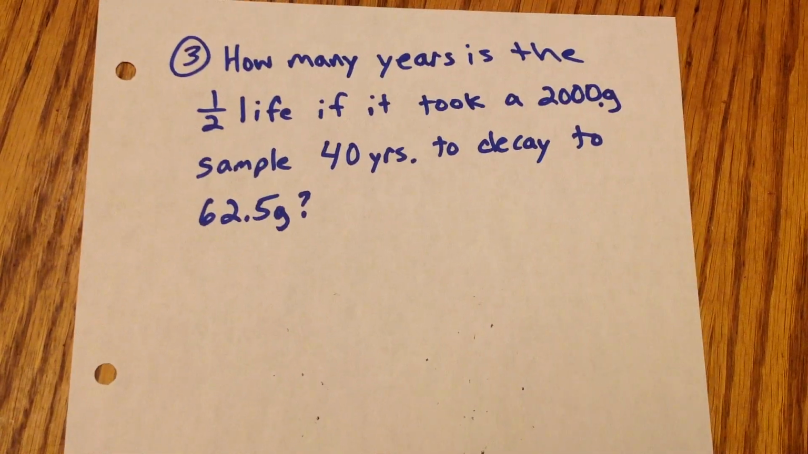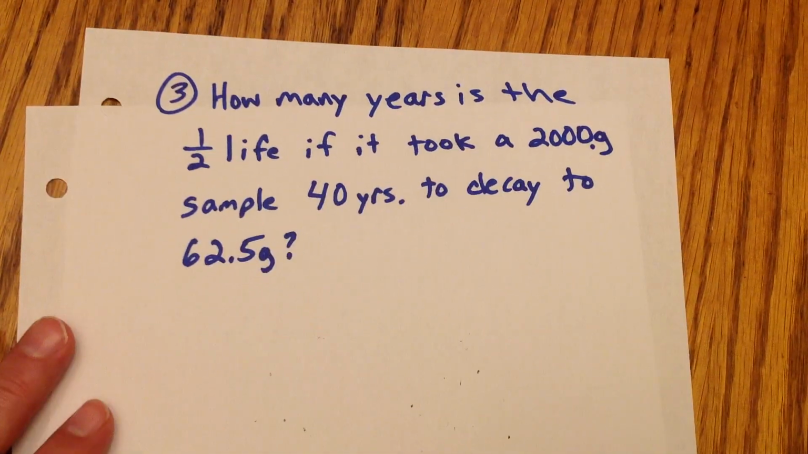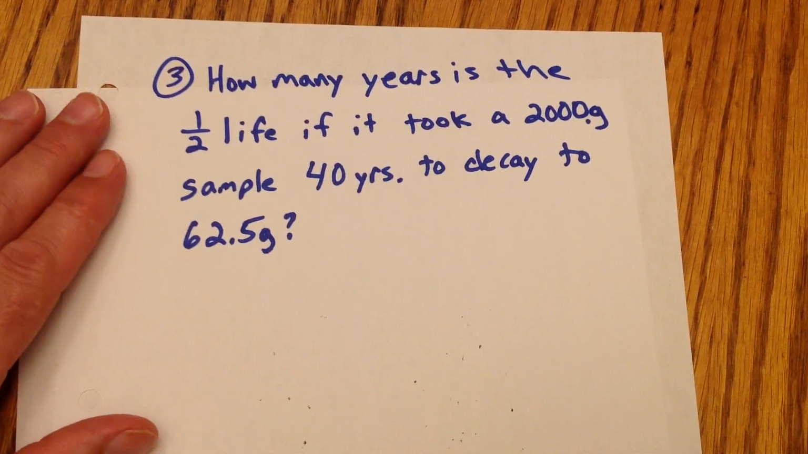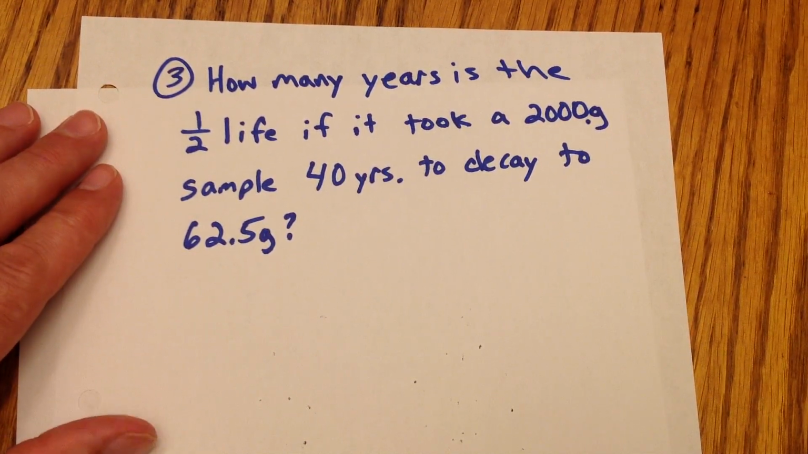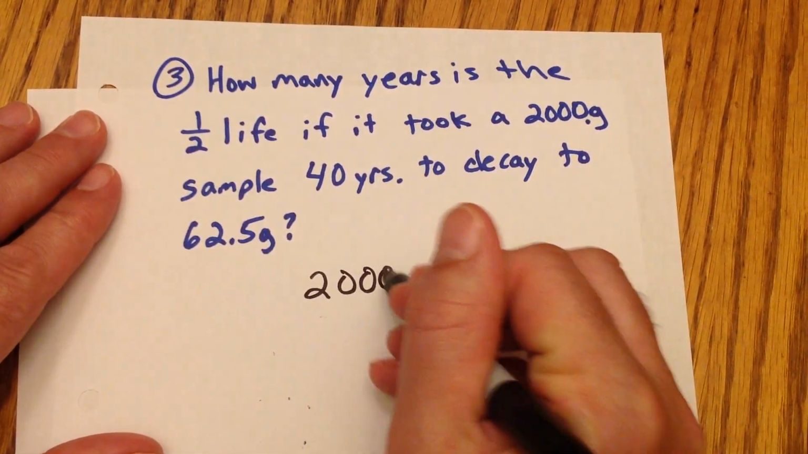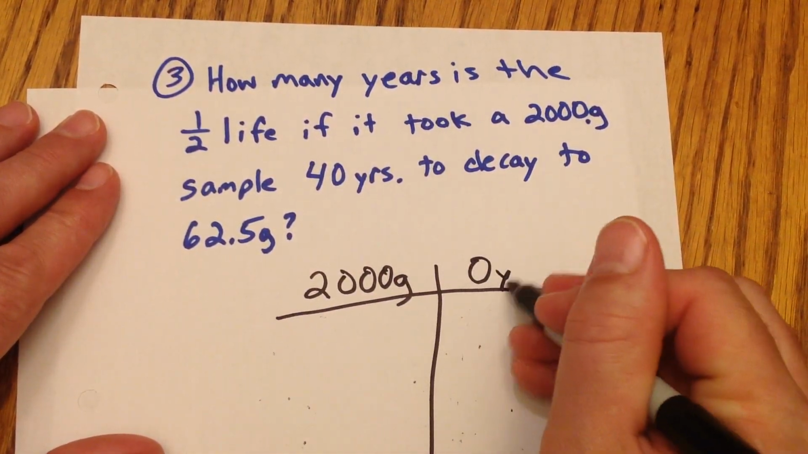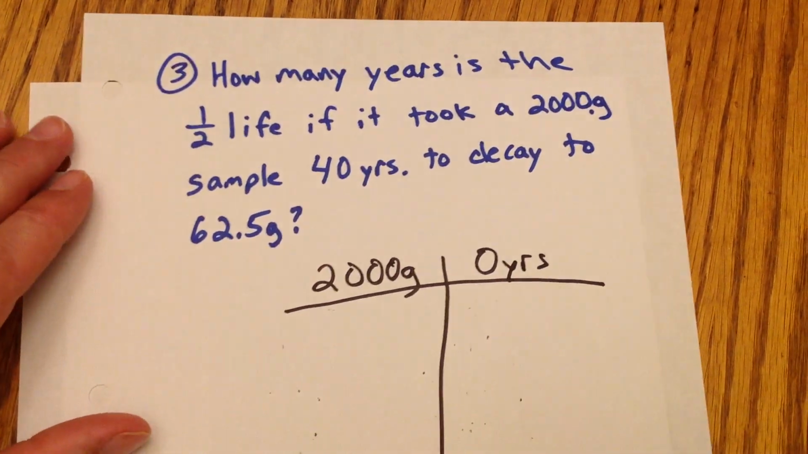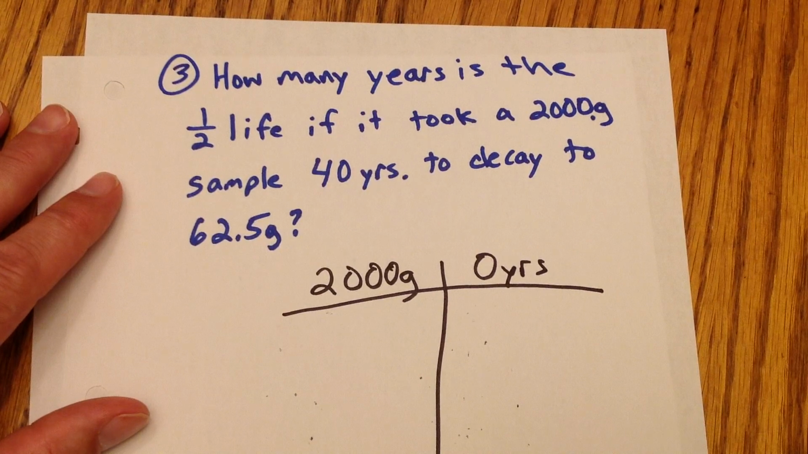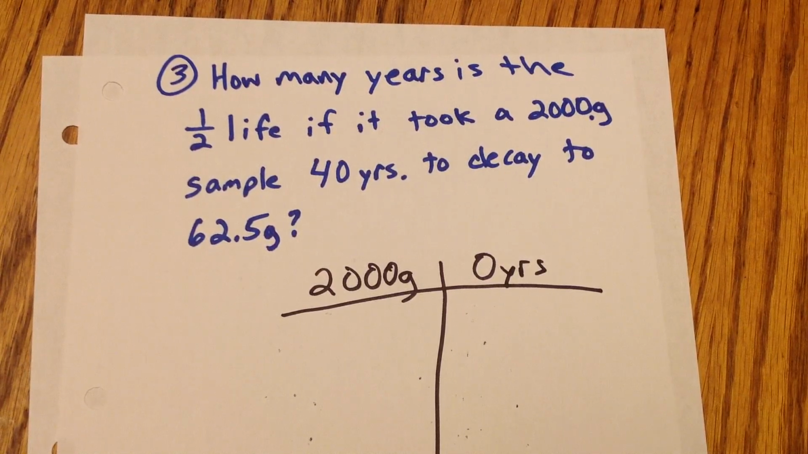Now this is probably one of the hardest, so pay close attention to how we work this one. So this time, how many years is the half-life? So for the first time in forever, we're going to find the half-life. If it took a 2,000 gram sample, so once again, we're going to start off with our table, 2,000 grams and 0 years. Okay, so how many years is the half-life if it took a 2,000 gram sample, 40 years to decay to 62.5.